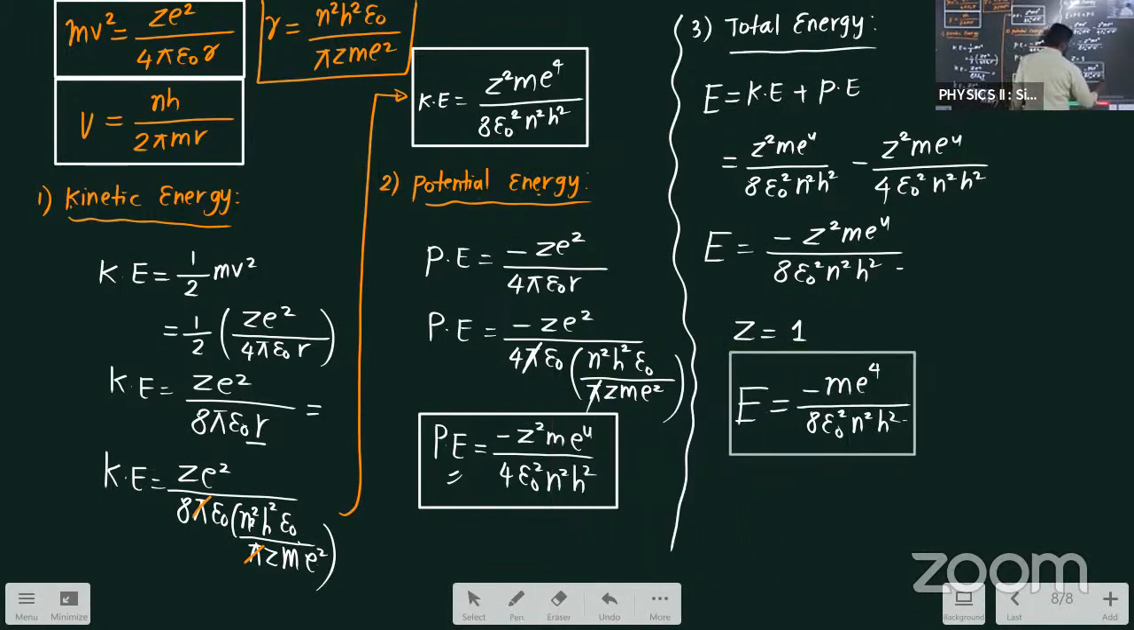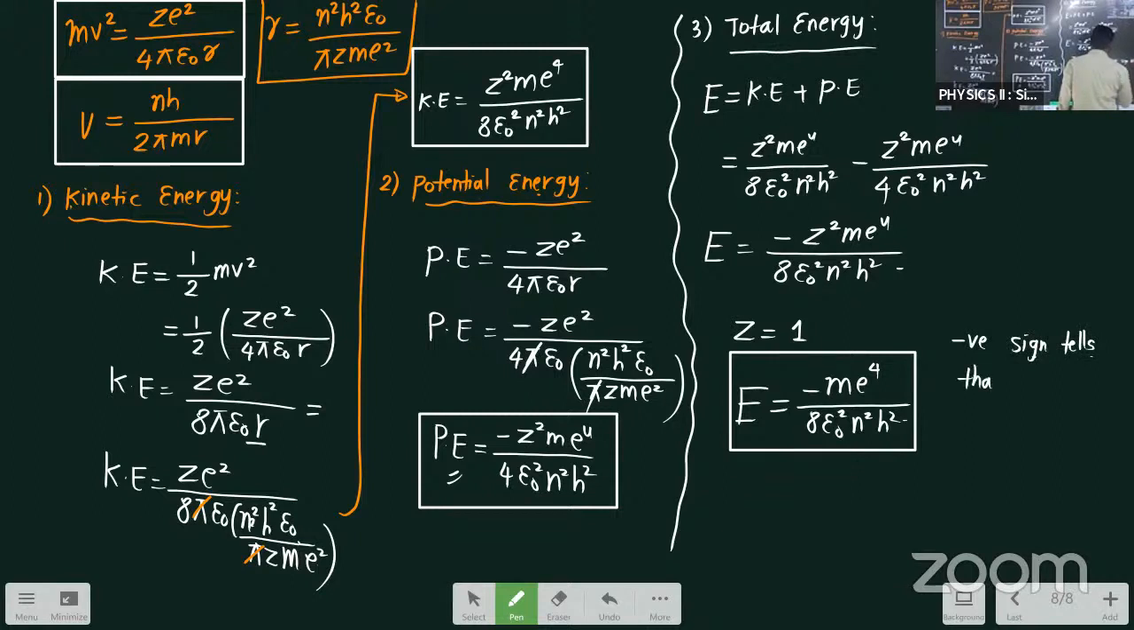What does this negative sign signify? The negative sign tells that the electron is bound to the nucleus.